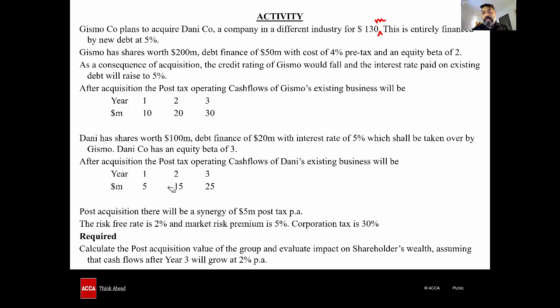Required, calculate post-acquisition value of the group and evaluate impact on shareholders' wealth. Is the shareholders' wealth going to increase or reduce? Assuming that the cash flow after year 3 will grow at 2%. So it's going to be year 4 onwards into perpetuity. There's going to be a terminal value.